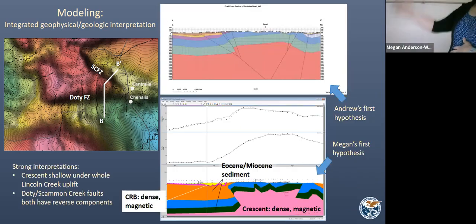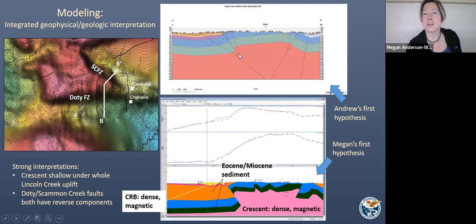The top is Andrew and mine is in the bottom. And you can see that there are differences, but there's also similarities. So for instance, we both have the Crescent formation in pink here coming up underneath this broad uplift. So that's the Doty fault there. And then this is the Scammon Creek fault, this new fault that we didn't know how much offset was on that thing before we started.